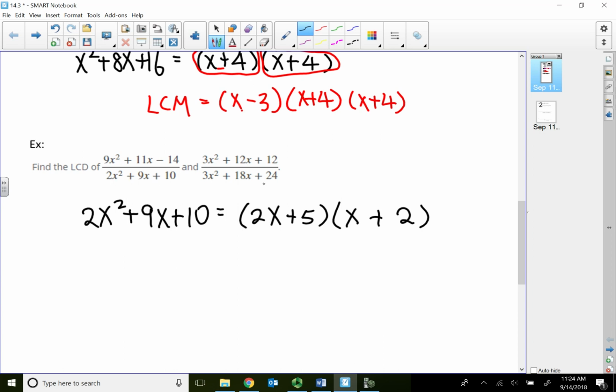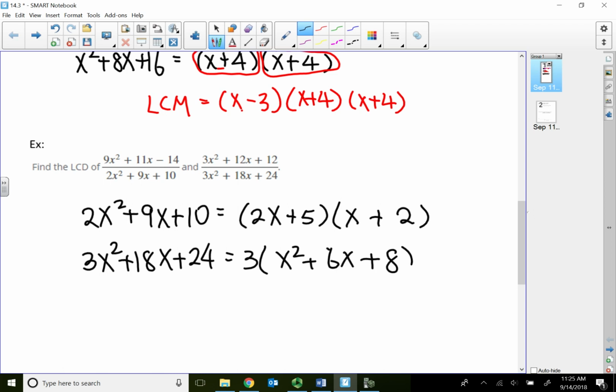All right, the other one, 3x squared plus 18x plus 24. I do have a greatest common factor 3 here, so I'm going to factor it out. So that gave me x squared plus 6x plus 8. All right, factor again. For x squared, I can use x and x. 8, 2 and 4. My sign has to be positive.